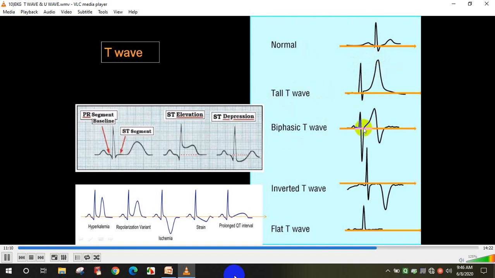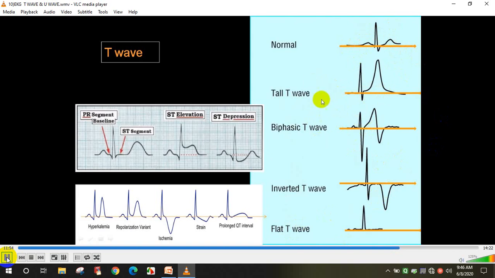And here in this you can see a small deflection is upright and the second deflection is below the isoelectric line. So this is upright followed by a negative deflection. So this is called biphasic T wave. And here this is an isoelectric line. This is ST segment and T wave is sharply inverted. This is very frequently seen in intracranial hemorrhage, raised intracranial pressure, and also seen in a subendocardial infarct. And whenever it is parallel to the isoelectric line, it is called a flat T wave. These are all the different examples of a tall T wave, biphasic T wave, inverted T wave, and flat T wave. And depending upon which leads it is present in, we use the word global, or generalized T wave changes.